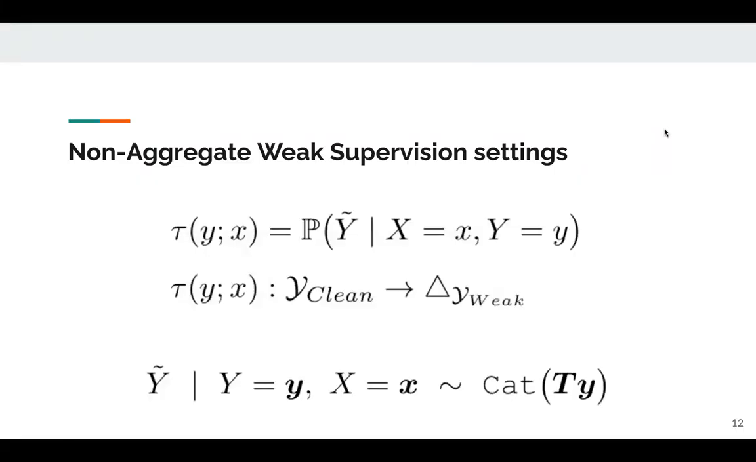We now look at non-aggregate weak supervision settings. In this case, we can define a probability function, tau, that maps input labels to the probability simplex over the elements of the weak label space. Another important object is the mixing matrix, T, which is a column stochastic matrix. Each column corresponds to one of the true classes and is a probability distribution over the possible labels in the weak label space.